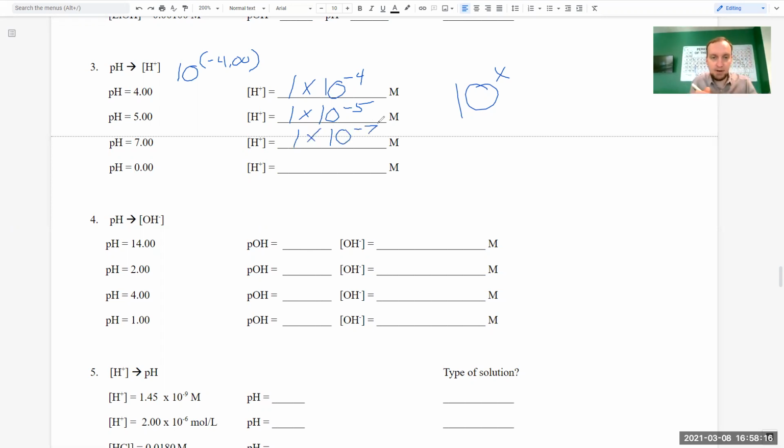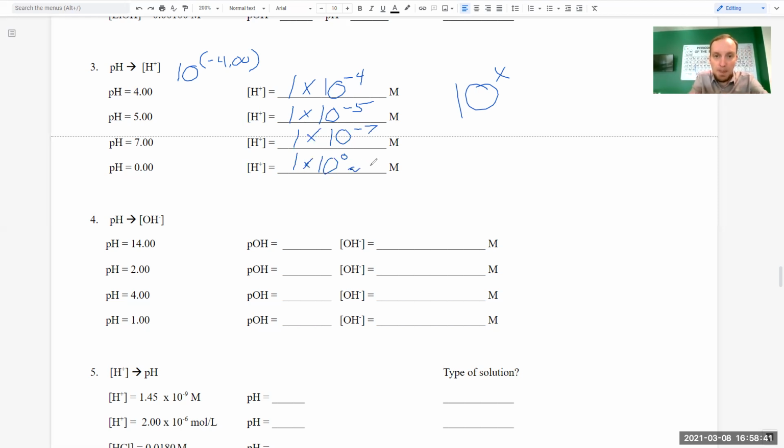Are you guys starting to see a little pattern develop? I hope so. 10 to the x, and type in negative 0.00, close my parentheses. Yes, this will work. And what I get is 1 times 10 to the 0, which again is the same thing as 1. 10 to the 0 is the same thing as 1.